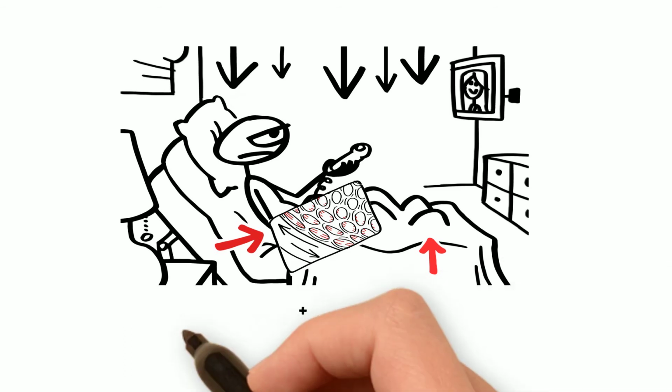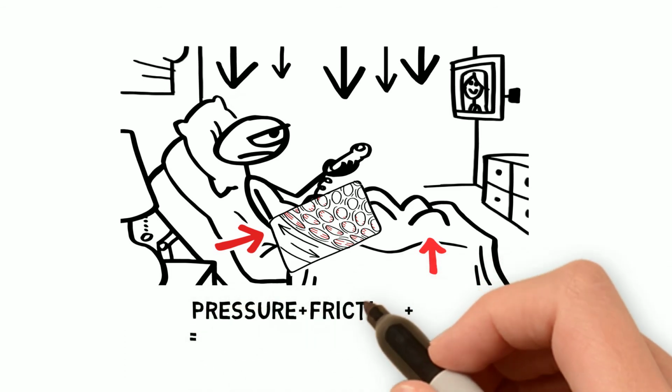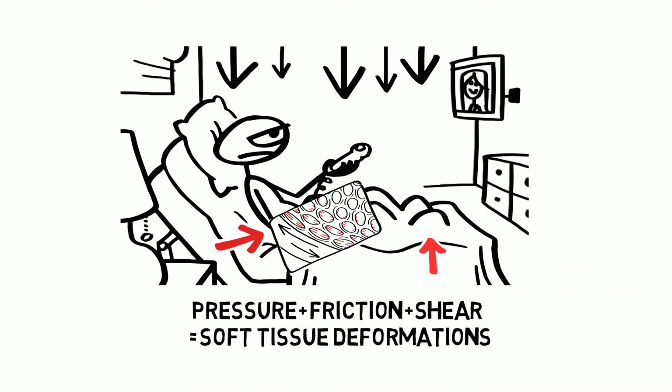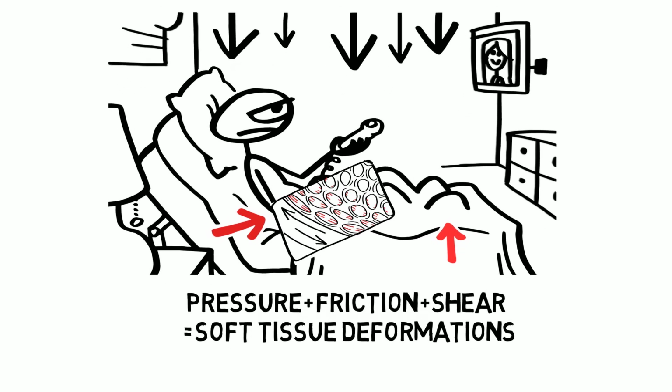The combination of pressure, friction, and shear causes stretching and displacement of the underlying cells, called soft tissue deformations. These deformations are believed to be a major cause of the most expensive, dangerous, and reportable pressure ulcers. So pressure, friction, and shear are interlinked when it comes to pressure ulcer formation.